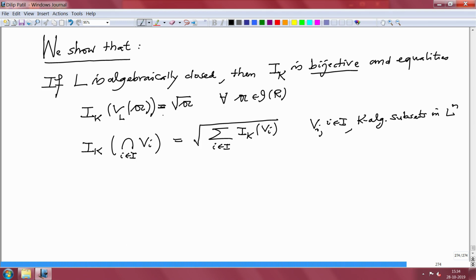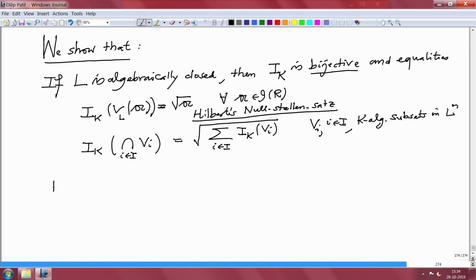So this equality is also known as Hilbert's Nullstellensatz. Hilbert proved this: Null is zero, Stellen is place, and Satz is theorem in German. Hilbert was German, so these terms are coming from German. I just want to give a little bit of history and then stop this half.